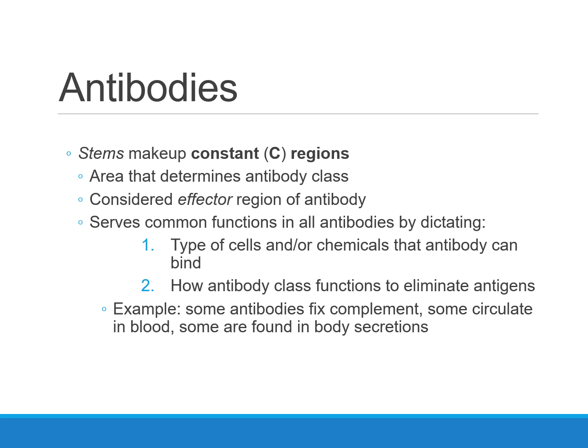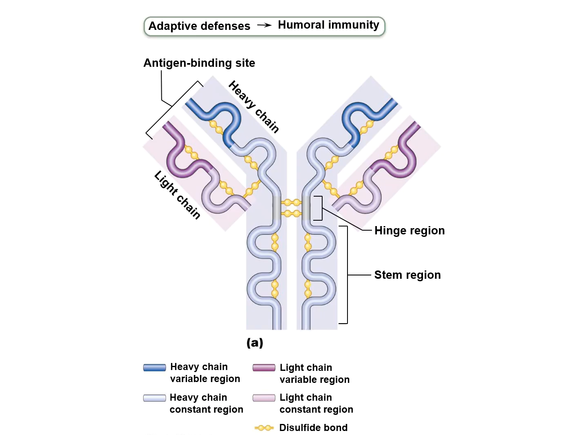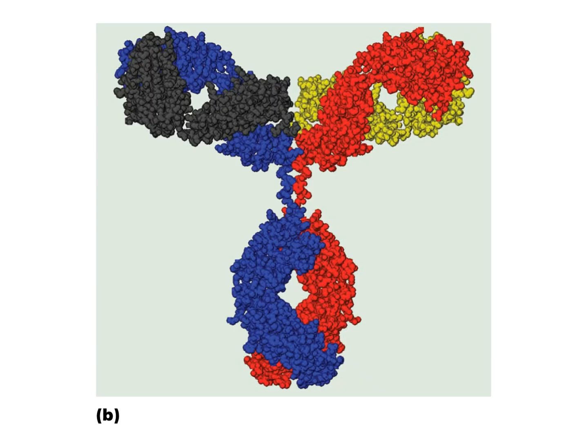So this is the area that determines which antibody we're talking about, and this is considered the effector region of the antibody. It serves a couple of common functions in all antibodies. It dictates the type of cells or chemicals that the antibody can bind to and how the antibody class functions to eliminate the antigen. So we're going to talk about what are the different ways that we get rid of this antigen. So there's a picture of what one looks like. So you got a heavy chain and a light chain. So the blue and the purple on each of those, and then you have the stem region. And there is a model of it.